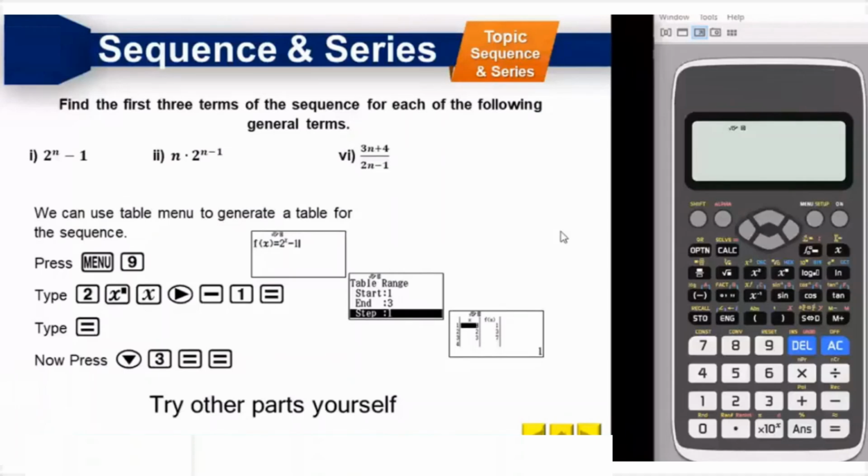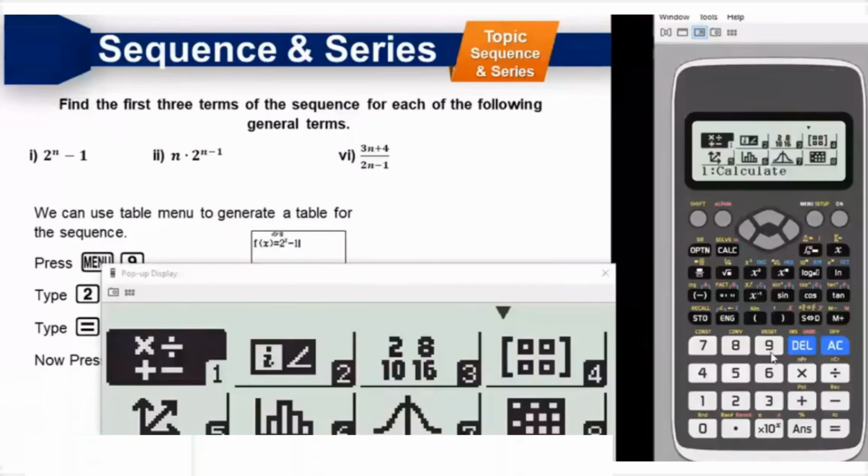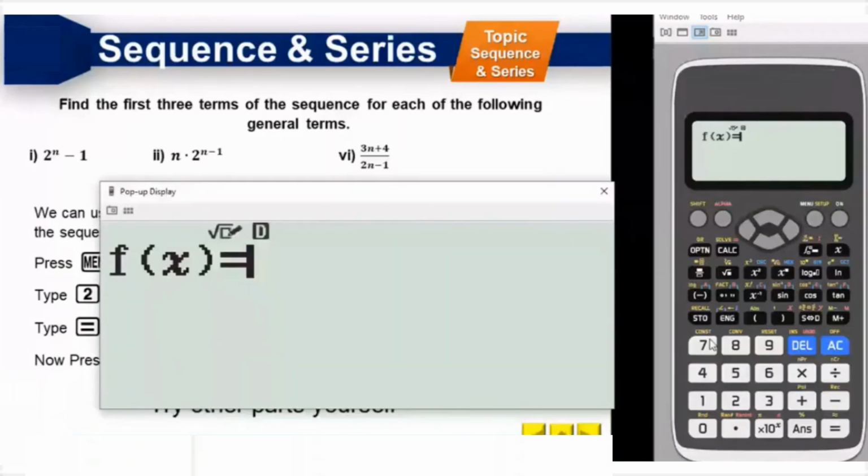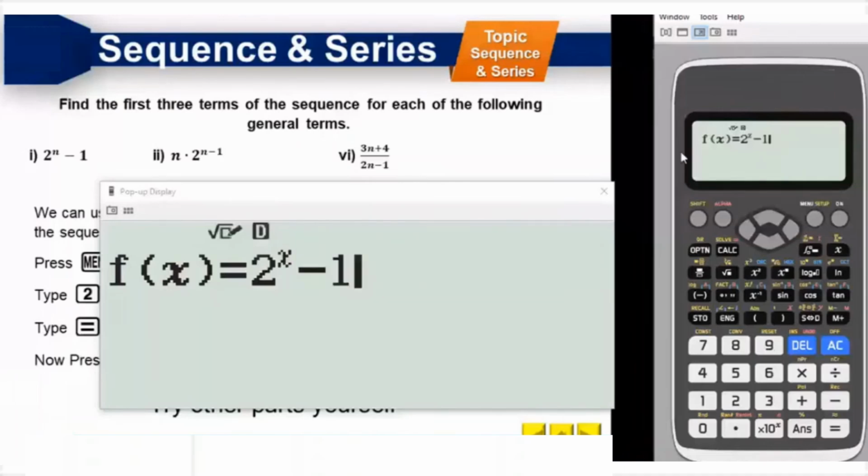So let's see, you are told to find the first three terms of this sequence of the general terms. The sequence is provided to you and you need to find the first three terms. What I'll do is I'll enter into the table mode. I hope everyone remembers that table mode was menu 9. Once I entered into the table mode, in f(x) I will write 2 power, instead of n obviously I'll write x minus 1. So now I have given the function, whatever the series was, I wrote it as a function.